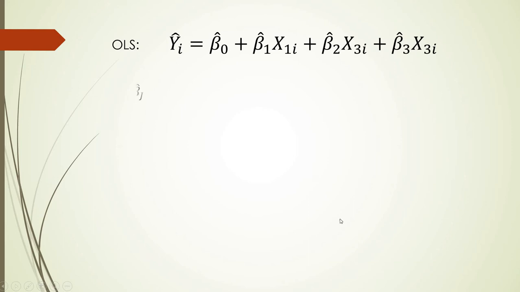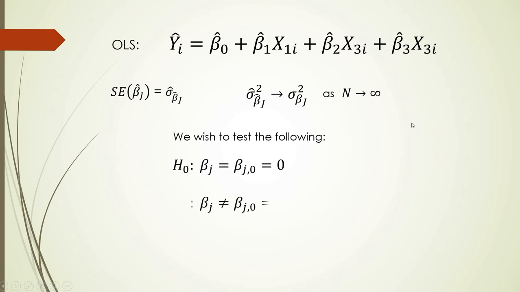So, on the basis of our OLS method, we can calculate the standard error of every one of our coefficients in the model, and we are expecting that the variation of our beta hat in the model is converging toward the true value of variance in the population as n grows to infinity, as our sample is growing. And we wish to test the following. So, whether one of those coefficients here is equal to 0 or not.